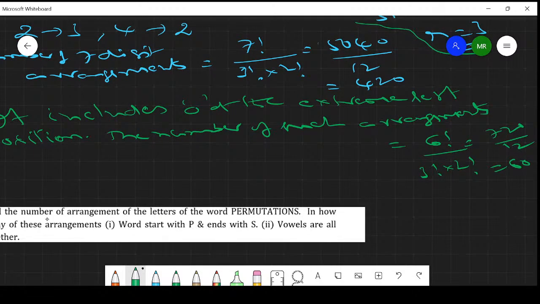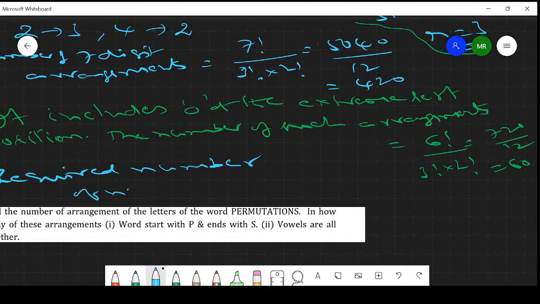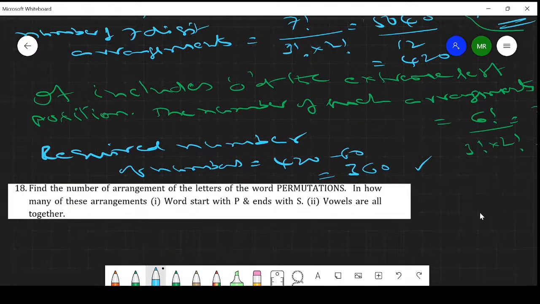Required number of numbers is equal to 420 minus 60, it will come 360, your answer. 360. I am covering each and every model. The result is simple, doing the problem now.